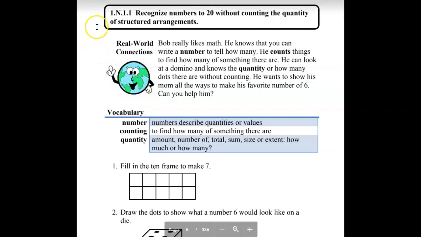Start working on Math 1.N.1.1 by recognizing numbers to 20 without having to count them on structured arrangements. We can just see them and know what the number is.